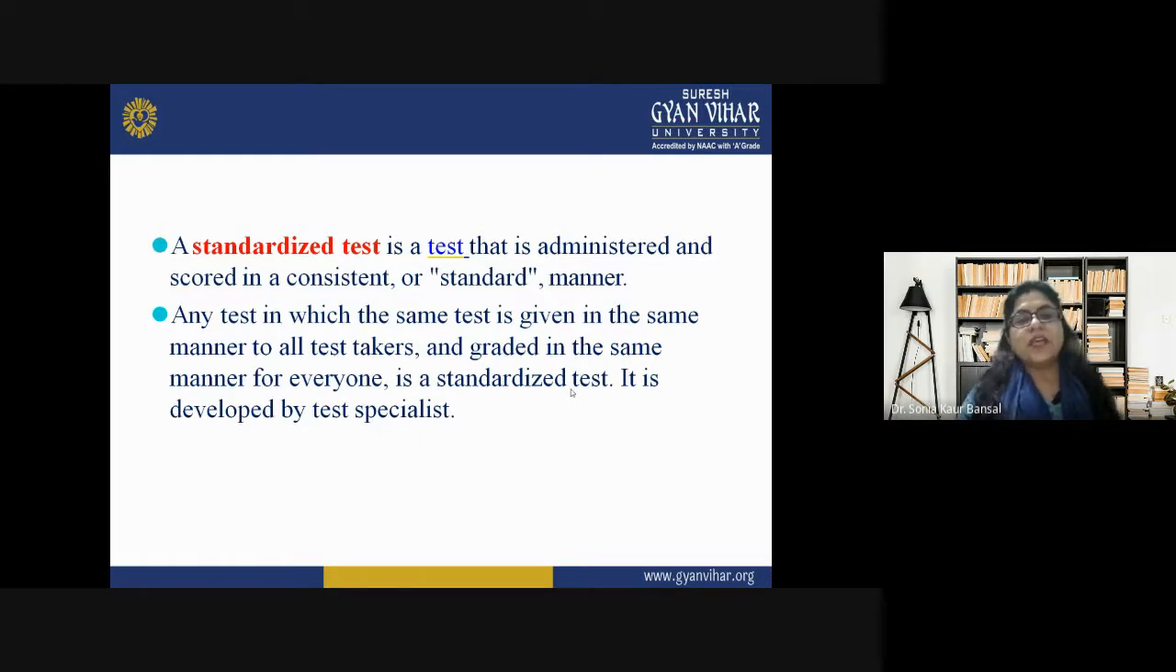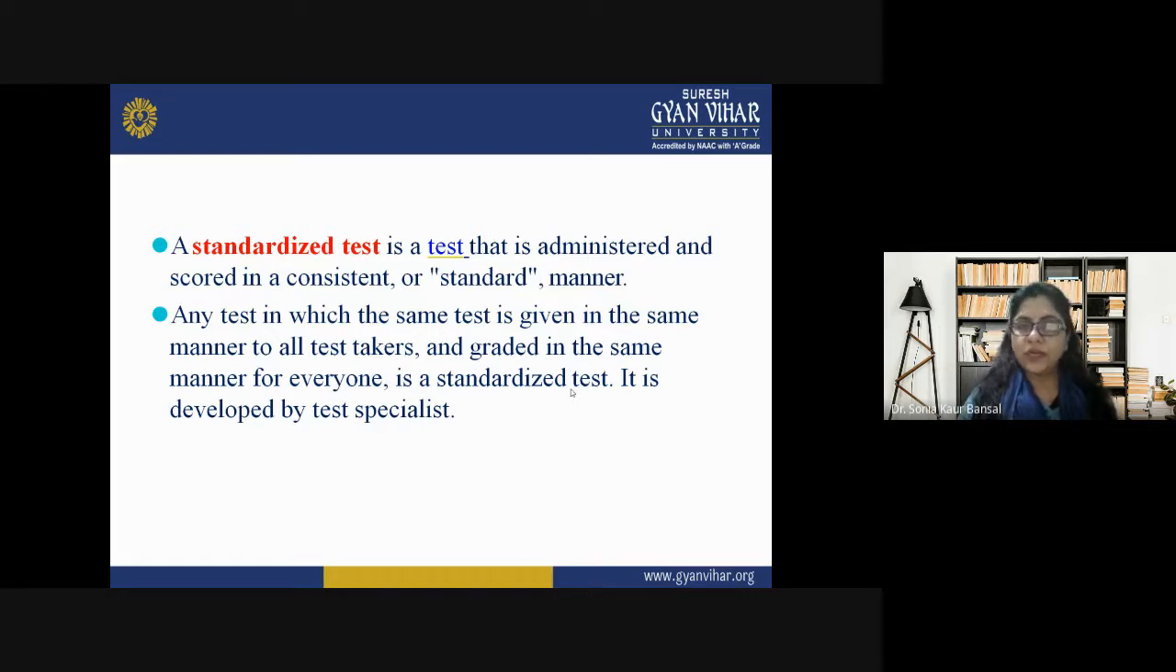Any test in which the same test is given in the same manner to all test takers and graded in the same manner for everyone is a standardized test. It is developed by test specialists. Just make it very clear, students, that when a particular test is given to sample A and later on given to sample B, the manner in which the test is provided to them will be the same.